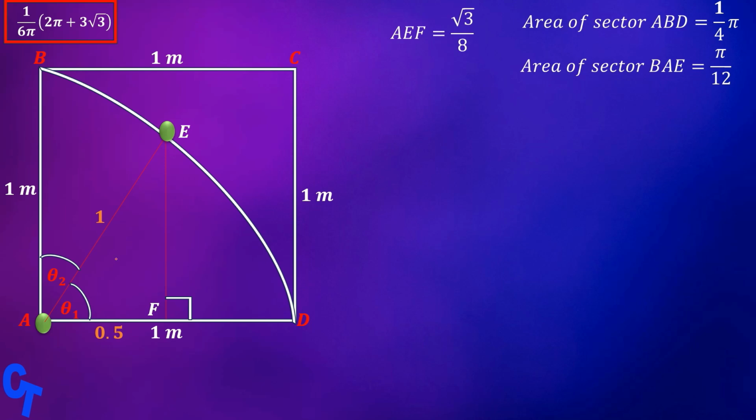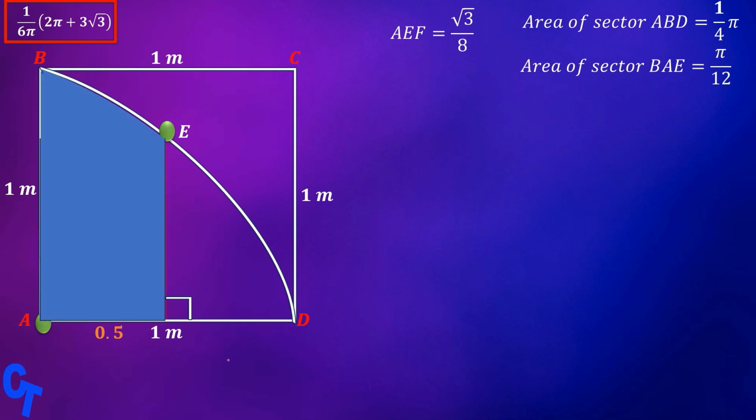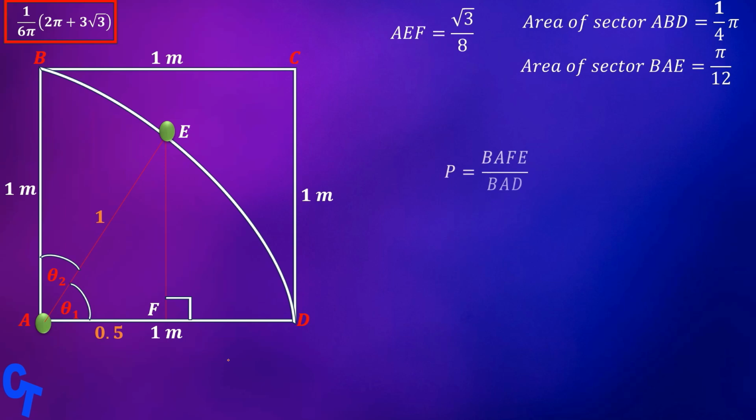For the probability, we just need the area of the region A, B, E, F, right? This is the area of the region that we're going to need, because this is the region where the goat will be nearer to AB than to the fence CD. And I'm going to divide the area of that region by the area of the whole sector. So I'm going to say BAFE divided by BAD. Okay, so the area of BAFE is going to be the area of the triangle plus the area of the sector BAE. That is going to be root 3 over 8 plus pi upon 12 divided by the area of the whole sector, which is pi upon 4.